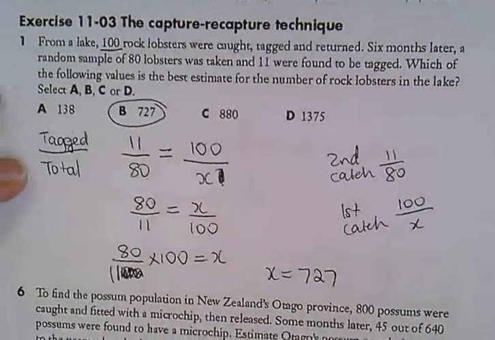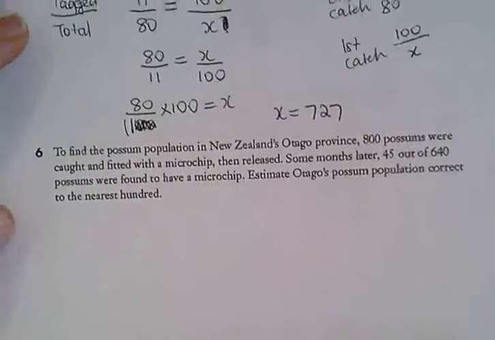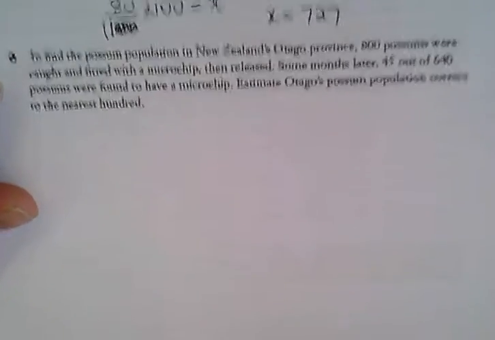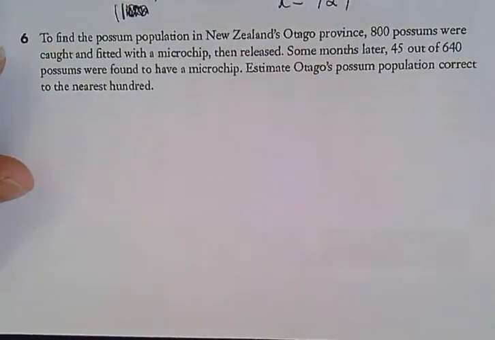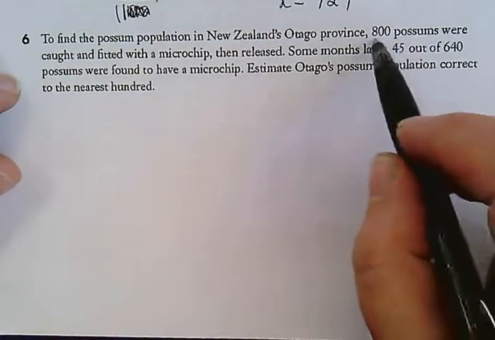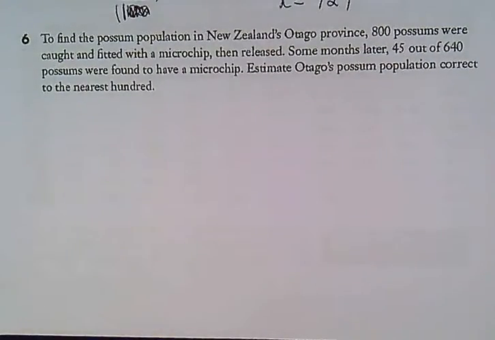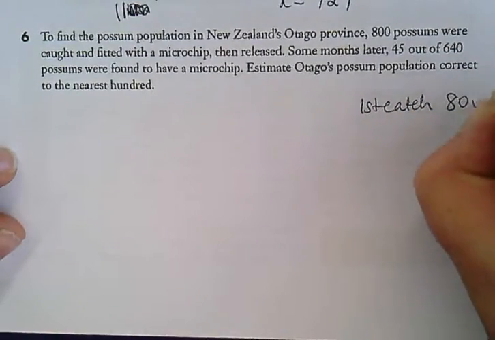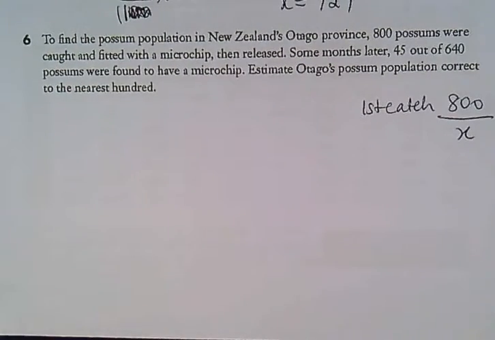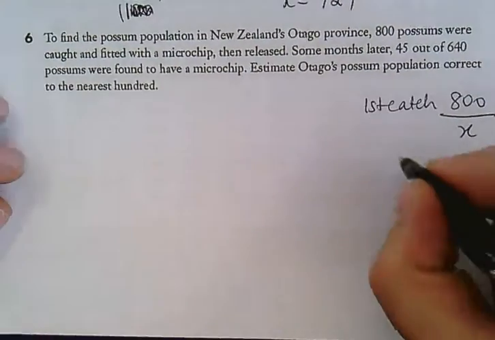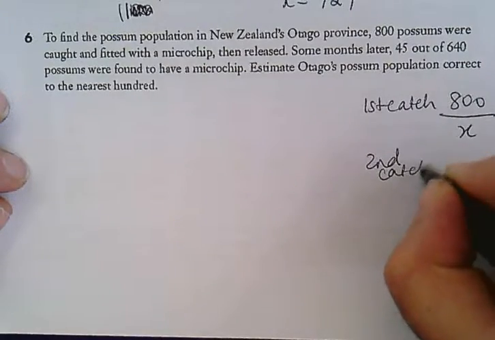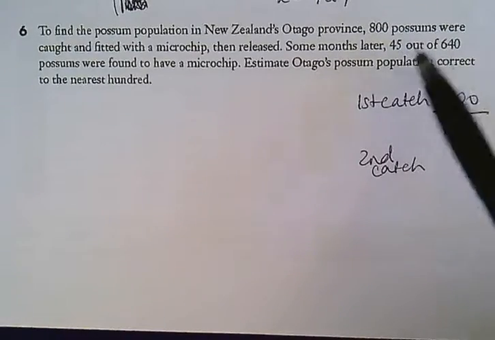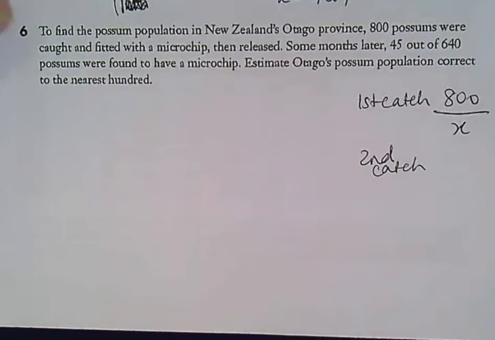Okay, let's try another question. First catch, second catch. To find the possum population in New Zealand's Otago province, 800 possums were caught, fitted with a microchip and released. So my first catch, I've got 800 out of, I don't know what the total population is, over X. Does it make sense? With my second catch, some months later, they caught 640 possums, and 45 were found to have a microchip.